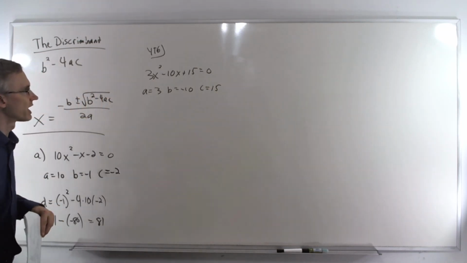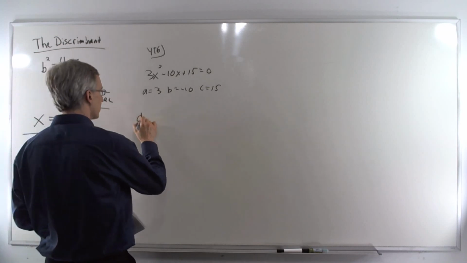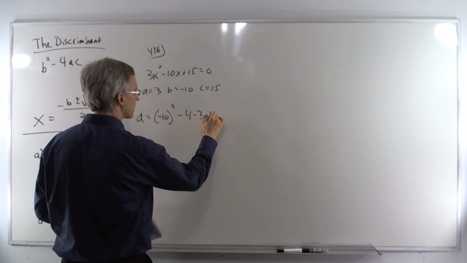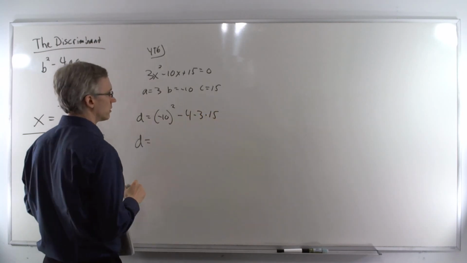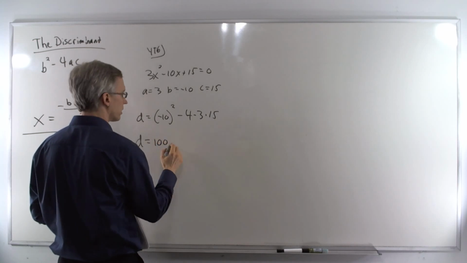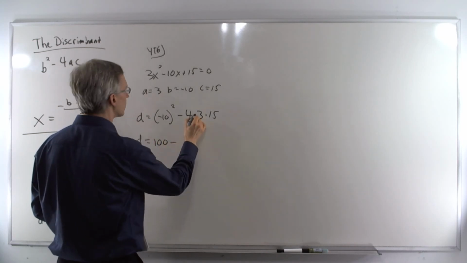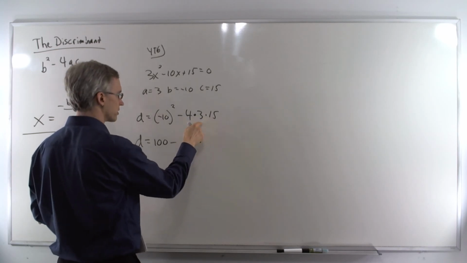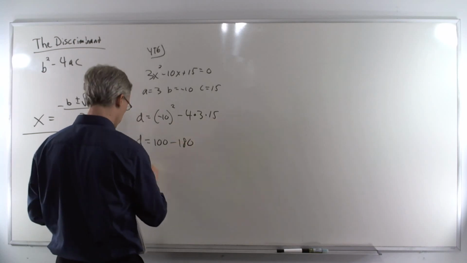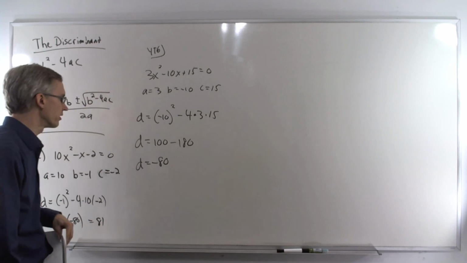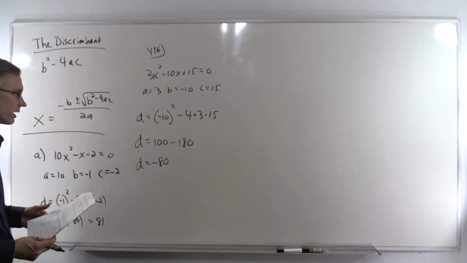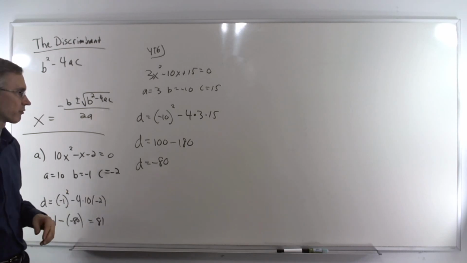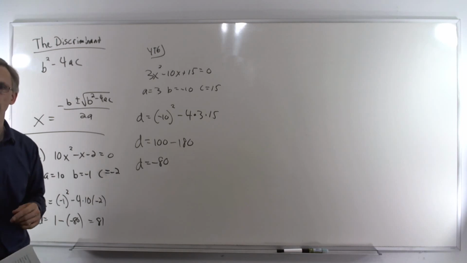A is 3, B is -10, and C is 15. So that makes the discriminant B squared, so that's -10 squared, minus 4 times 3 times 15. Evaluating this, you got 100 here, minus, see, 4 times 15 is 60, times 3 is 180. So it gives us a discriminant of -80. It's negative, so we have two complex solutions. And since we don't have rational solutions, we're going to need to use the quadratic formula.